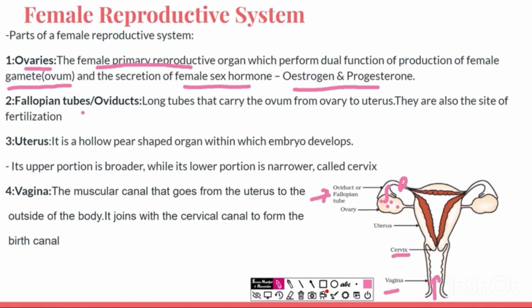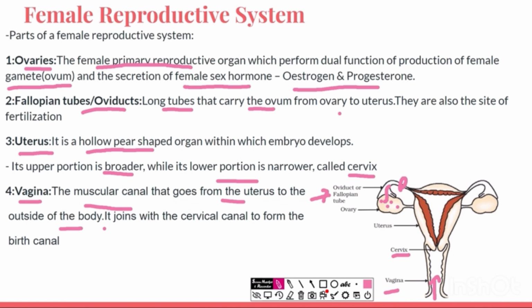So let's just read it out. Fallopian tubes or oviducts are long tubes that carry the ovum from the ovary to the uterus. They are the site for fertilization. I have told you this. Then we have the uterus. It is a hollow pear shaped organ, and in the uterus only the baby grows for 9 months. The uterus expands in size and the baby grows in this hollow cavity of the uterus. The upper portion is broader while the lower portion is narrower, and the lower portion is called the cervix. Vagina is the muscular canal that goes from the uterus to outside of the body.